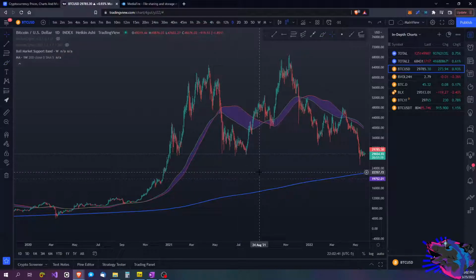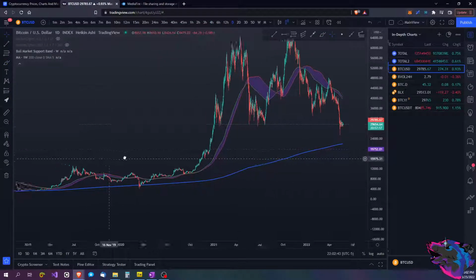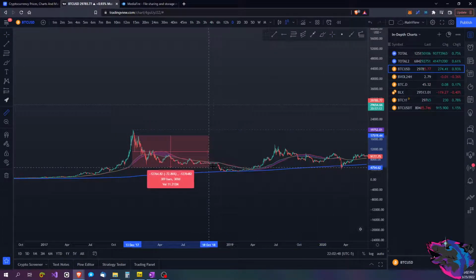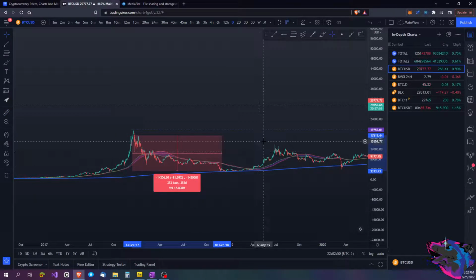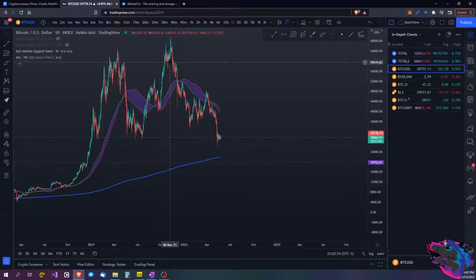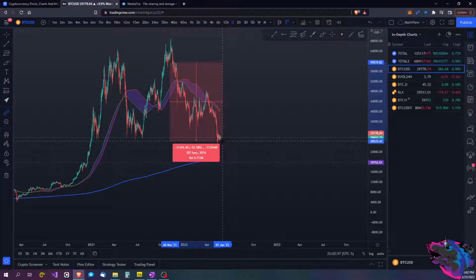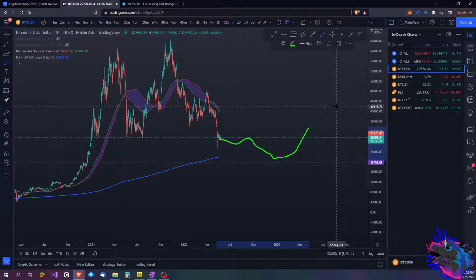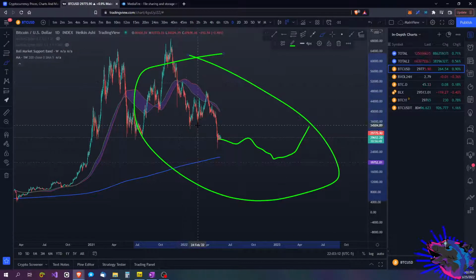Even if it doesn't last, let's see. If we called this one to the bottom, we got 353 days. We're already at 200. We could pretty much just go a little bit down and sideways for a little while here. And by the time it starts heading back up, people are going to be like, yep, that was the bear market. Bear market's over.